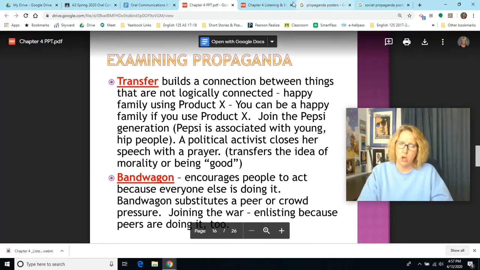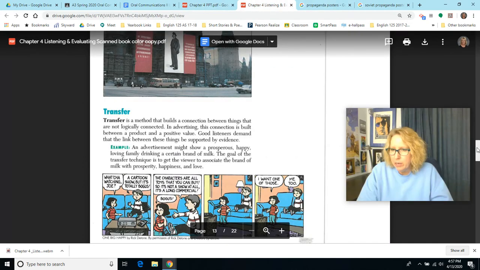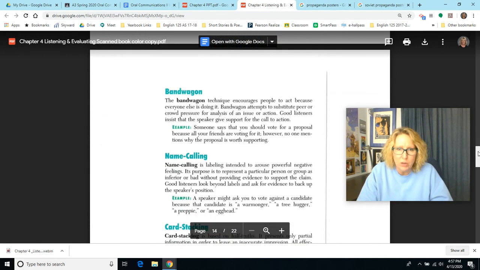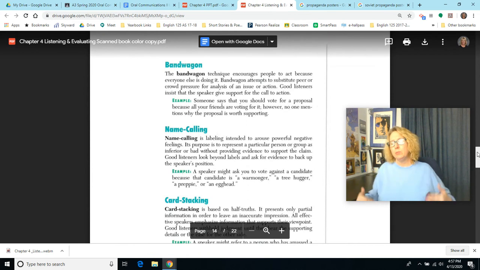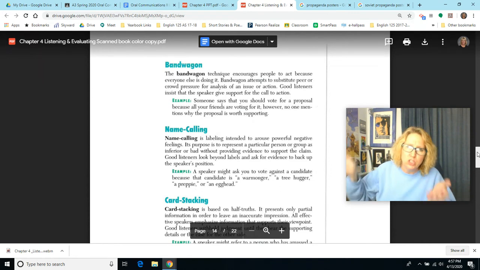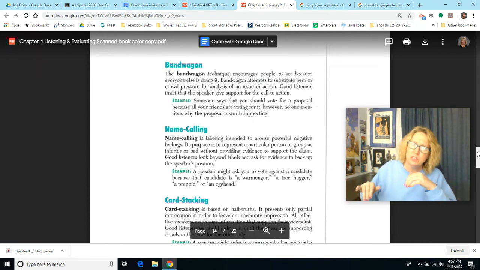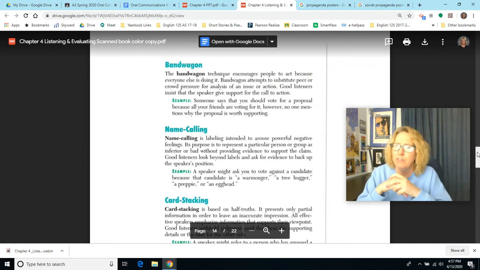The next one is called the bandwagon. Everybody in here has probably heard of jumping on the bandwagon, but this is a propaganda technique where you encourage people to act, but only because everybody else is doing it. And it attempts to substitute peer or crowd pressure for analysis of an issue or an action. So good listeners insist that the speaker gives support for the call to action.